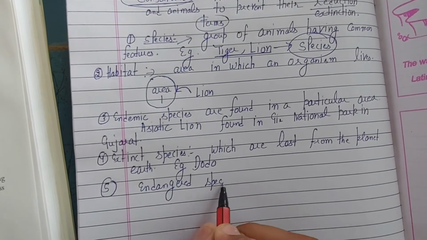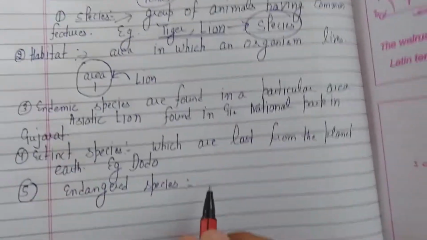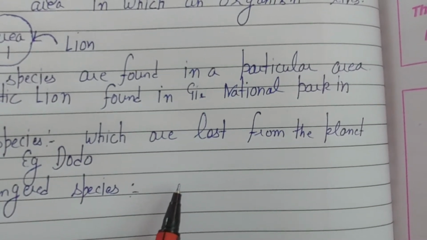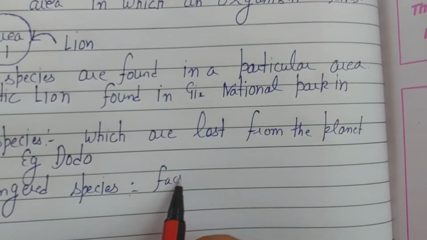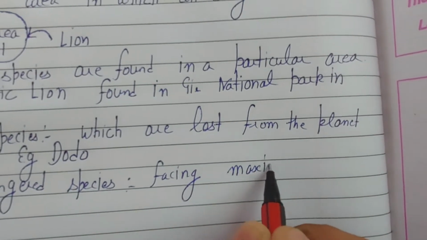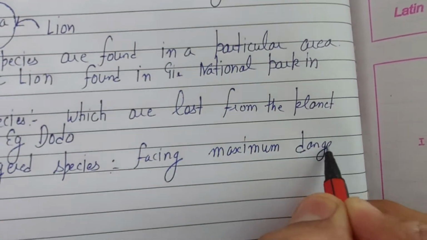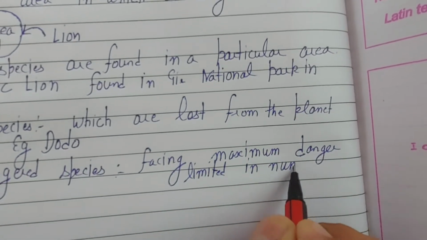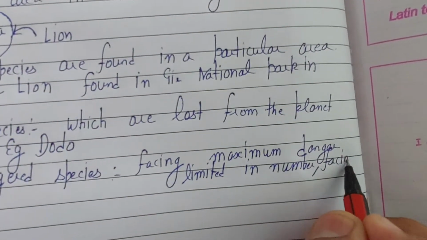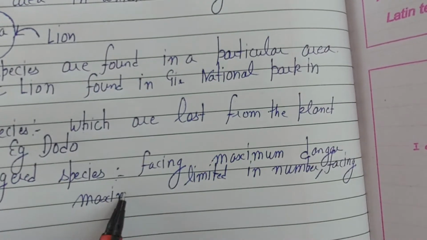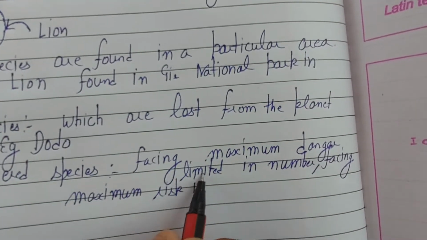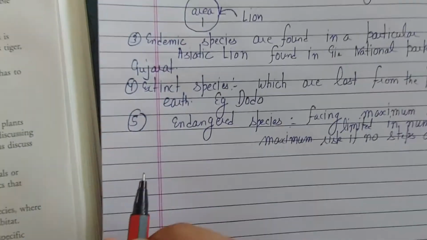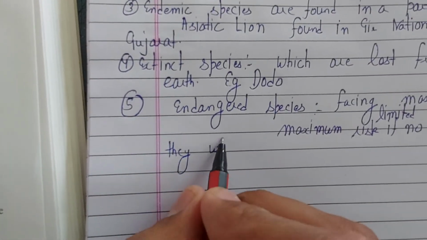Endangered species are those facing maximum risk. They are reducing greatly in number day by day, they are limited in number, and if no steps or measures are taken, they will be lost from the earth.